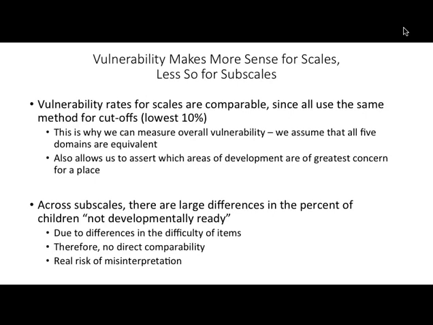The trouble is with subscales, once you go down to just the 15 subscales, they're not so equivalent. You can't just cut off the lowest 10% and say those are the most vulnerable children, or the ones that technically we call not developmentally ready for the subscales. That's because when you get down to the subscales, there are differences in terms of how difficult the items are and the percentage of children you would expect to be developmentally ready on each subscale.